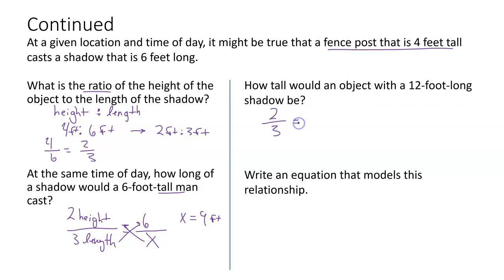2 to 3. How tall would an object with a 12 foot long shadow be? Is that going to be my numerator or denominator? Denominator, because it's talking about the shadow. The denominator is shadow. We solve for our numerator. How tall is that object? 8.